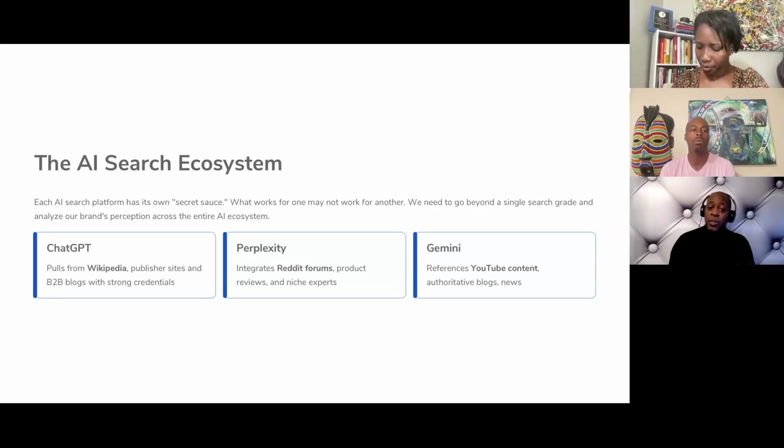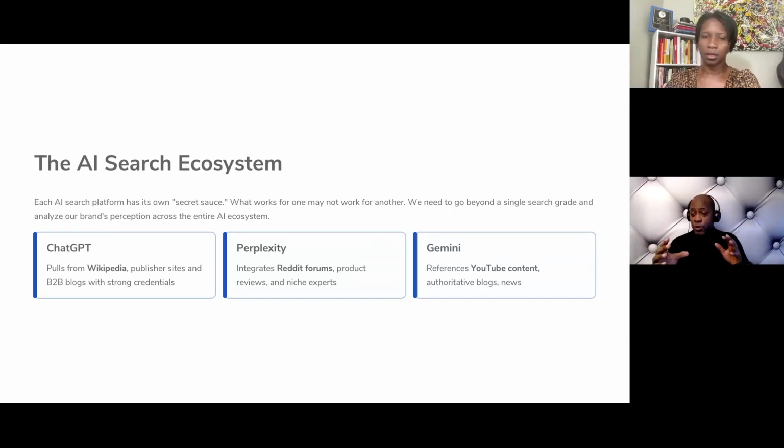Perplexity integrates Reddit, and I mentioned platforms like Reddit and Quora, which are more forum-type platforms that you're going to need to start to be on. Product reviews, niche experts. This brings me to platforms like G2, where you get those product reviews. Gemini references YouTube content, authoritative blogs, and news outlets. And think about it, Gemini is a Google product, and so is YouTube.